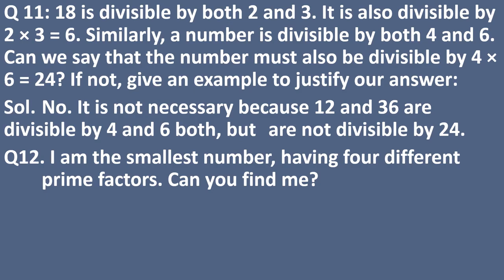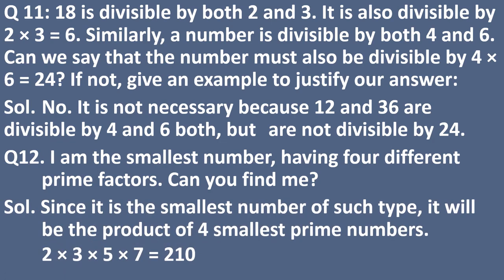See question number 12. I am the smallest number having 4 different prime factors. Can you find me? As we have to find out the smallest number and they must be prime, we have to multiply all the smallest 4 prime numbers. We will find out the product of 4 smallest prime numbers. That is 2 multiplied by 3 multiplied by 5 multiplied by 7, which is equal to 210.